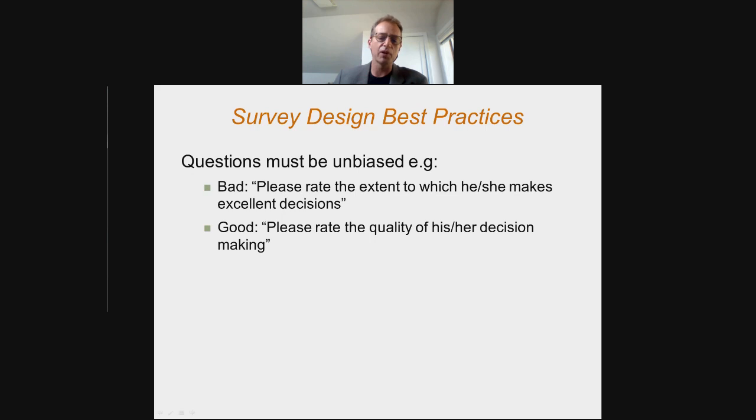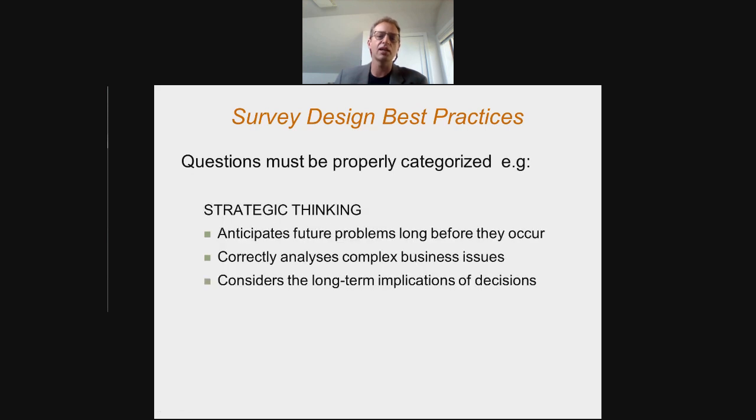The other one I spoke to you about earlier is categorization. So here's an example of it actually done right. This is a competency called strategic thinking. And if you look at those 3 items underneath it, you can see that they're all aligned to strategic thinking. And that's what's important. You can't have a question in there that's not pure strategic thinking, because it will invalidate that part of the report which shows how the person scored on this competency. Hopefully that makes sense.